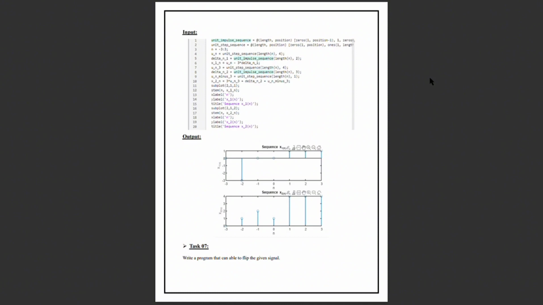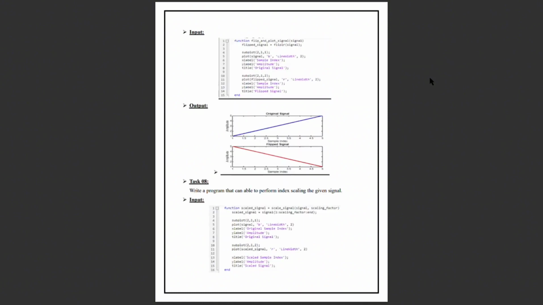In task 4, write a program that can help to flip the given signal. In this function, we flip signals. We define a MATLAB function named flip signals that takes one argument, signals. It returns the flipped signals. Flip signals is equal to flipLR of signal, which is used to flip the input signal from left to right. In simple terms, this program takes a signal as input and returns the same signal flipped horizontally. And here you can see the output of this flip signal.